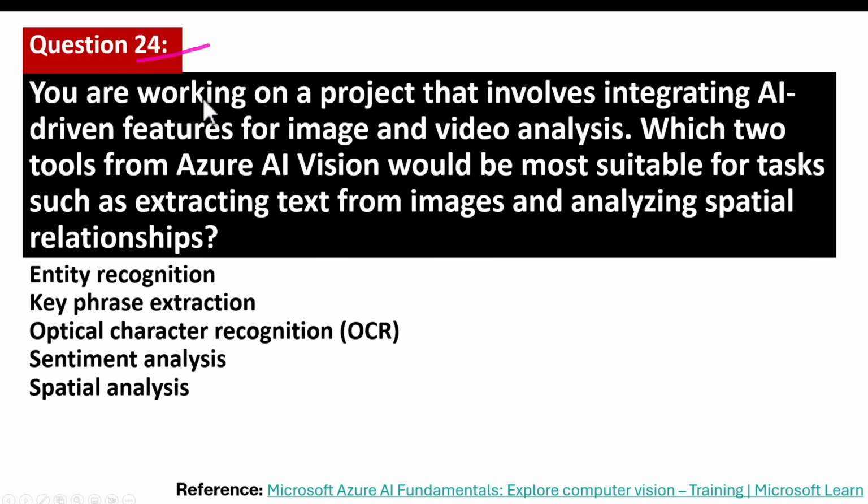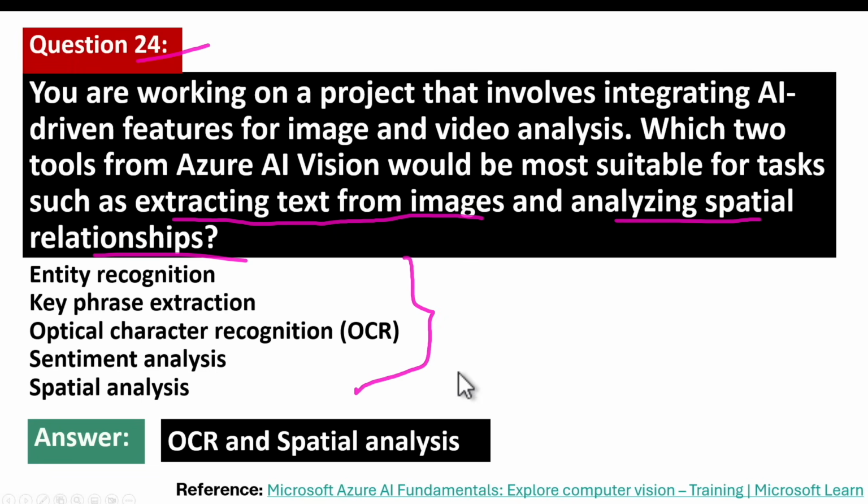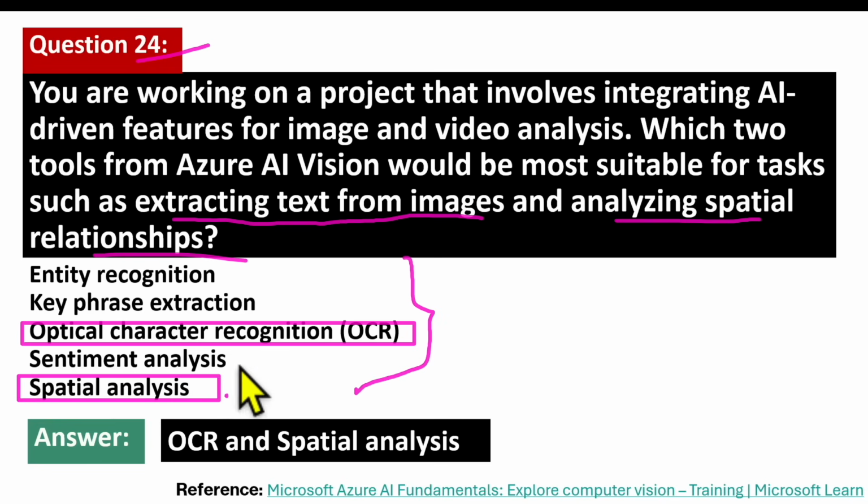Question number 24. You are working on a project that involves integrating AI driven features for image and video analysis. Which two tools from Azure AI Vision would be most suitable for tasks such as extracting text from images and analyzing spatial relationship? Let's go through these options provided here. You need to find two answers for getting the whole answer right. The correct answers are optical character recognition or OCR, and spatial analysis.